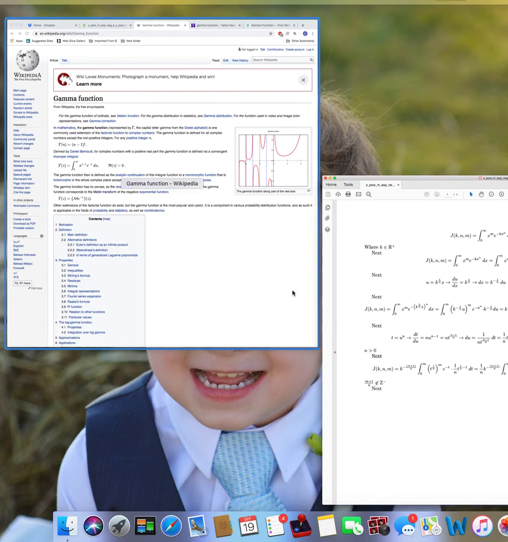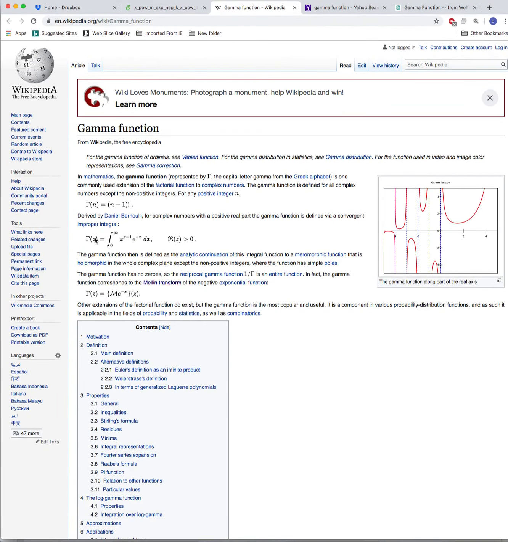So let's have a look at it once again. The gamma function, gamma of z, is equal to the integral from 0 to infinity of x to the z minus 1, e to the negative x dx.